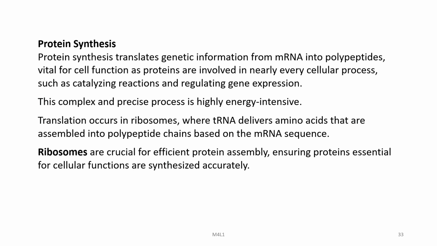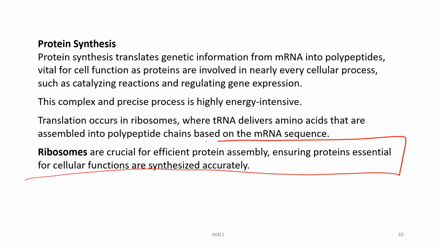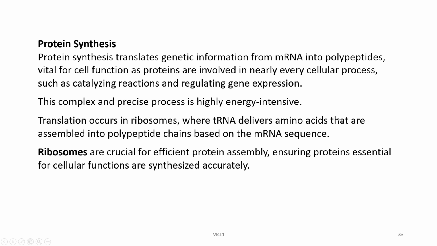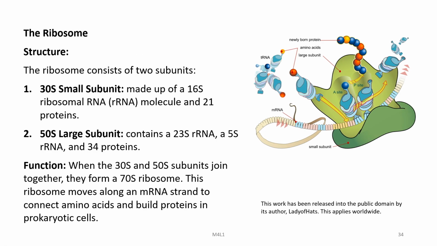This complex and precise process is highly energy intensive. A lot of energy is required in protein synthesis. Translation occurs in ribosomes, where tRNA delivers amino acids that are assembled into polypeptide chains based on the mRNA sequence. Ribosomes are crucial for efficiently assembling proteins, ensuring that proteins which are essential for cellular functions are synthesized accurately.